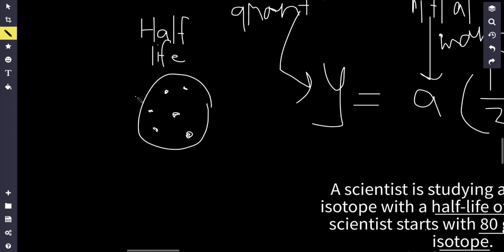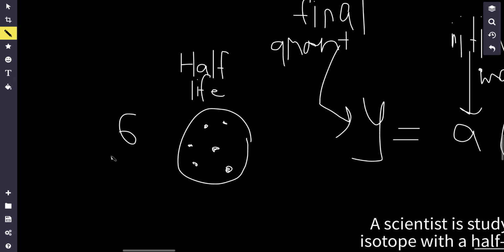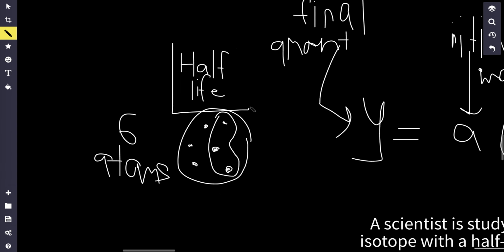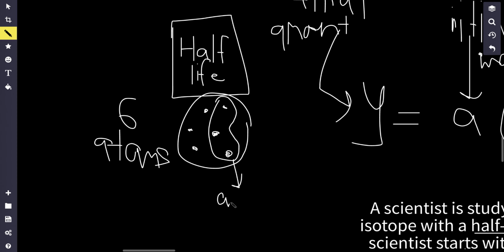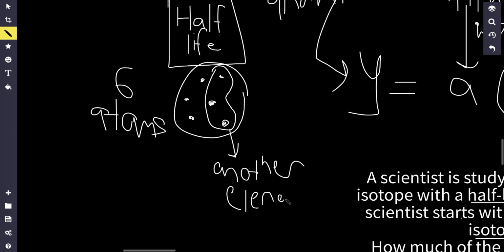So what is half-life? Imagine you have, let's say, 6 atoms. Atoms are the building blocks of the universe. They are smaller than cells, and they are very, very small. Sometimes some of these atoms are radioactive. There are different types of atoms in the universe, and radioactive atoms turn from one type of atom to another type. A half-life basically measures how long it takes for half the atoms in your sample to turn into another element.